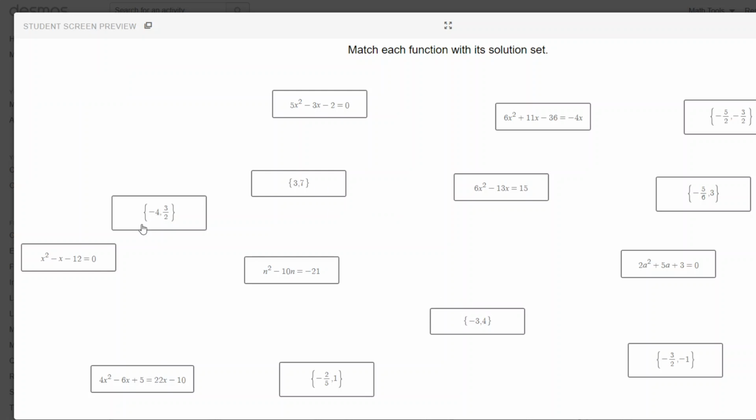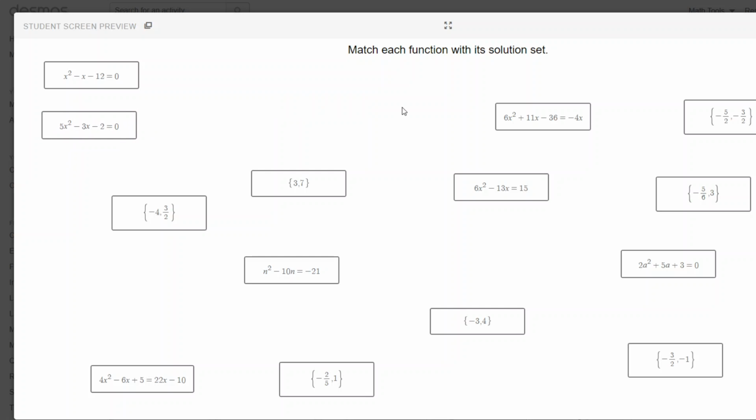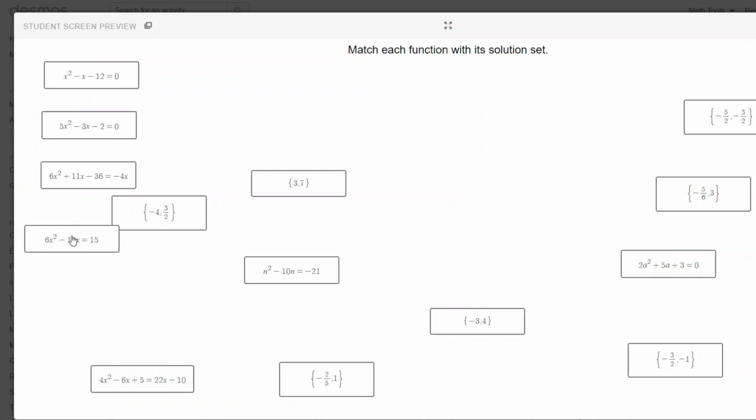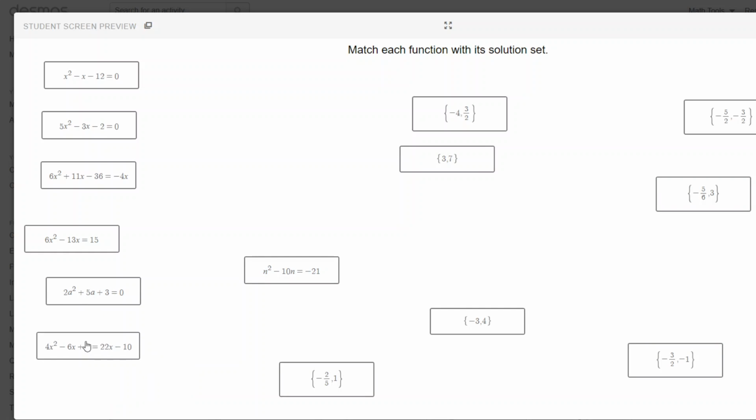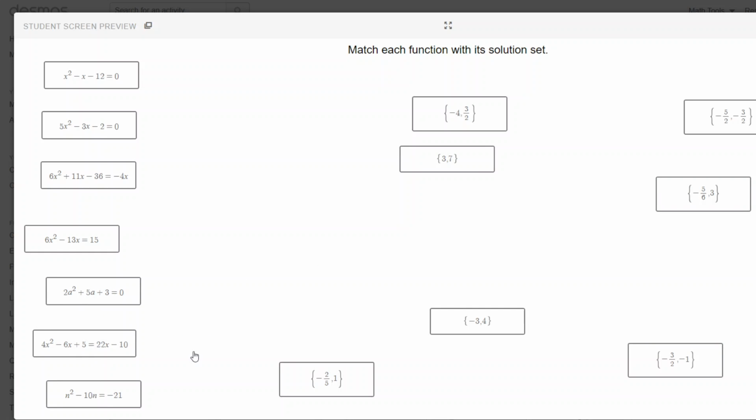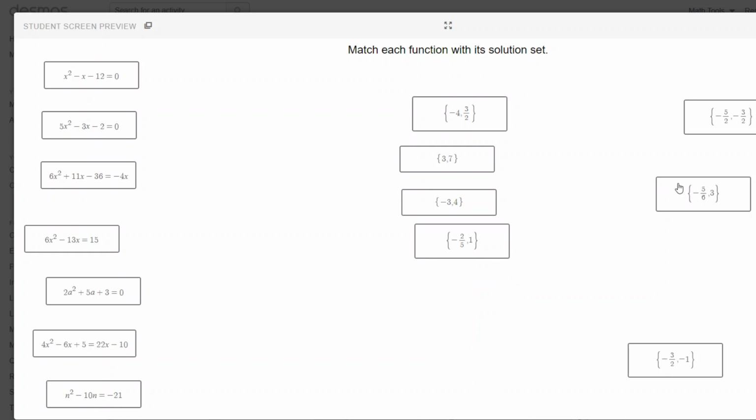So the first thing I would definitely recommend doing is moving these around and putting them in kind of a similar order. Let's get all our questions on one side, and then let's get all our answers on the other side. There's 7 questions, and there's 7 answers here as well.